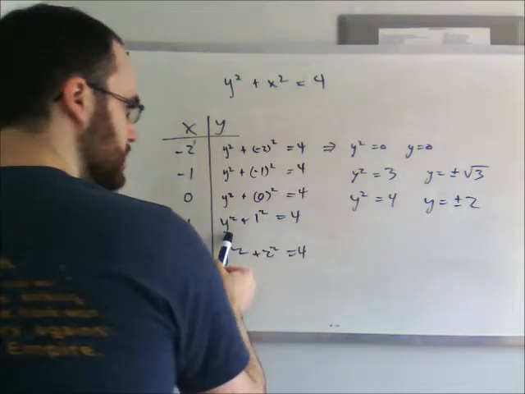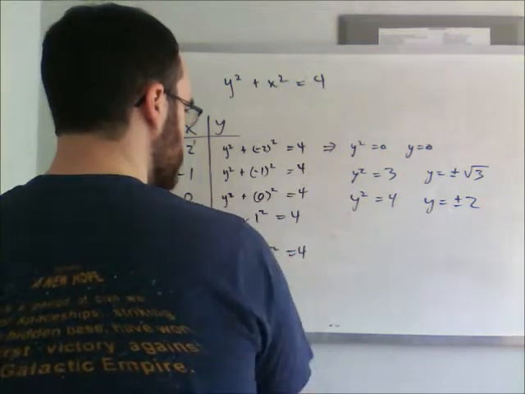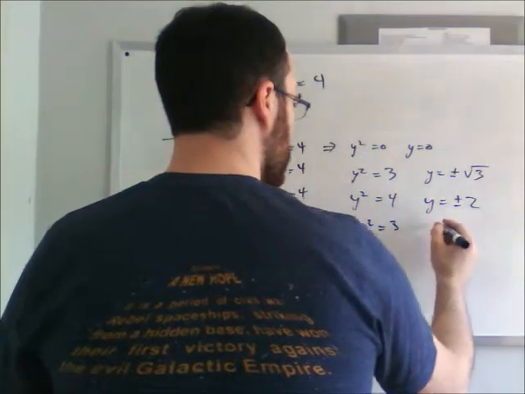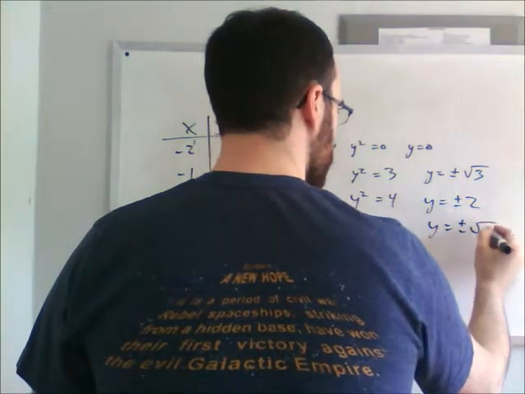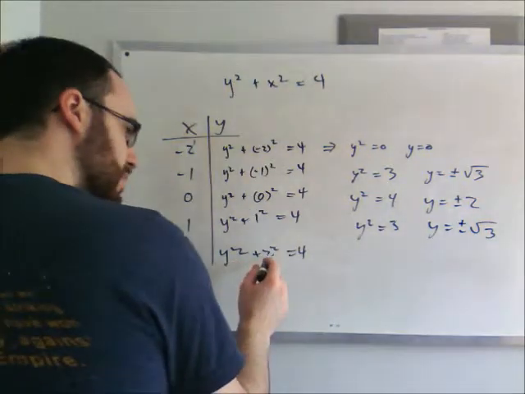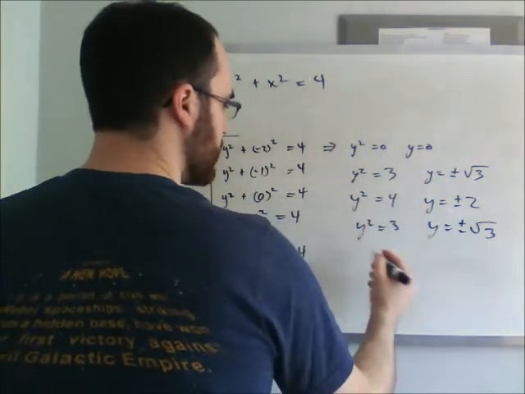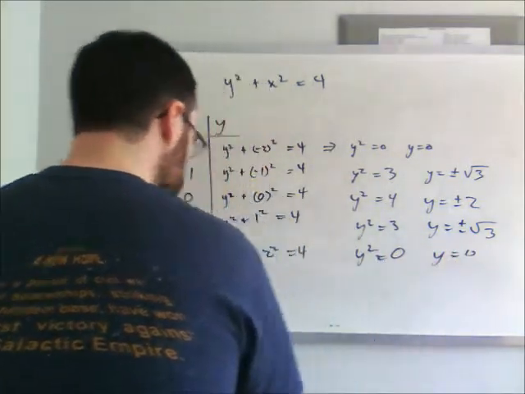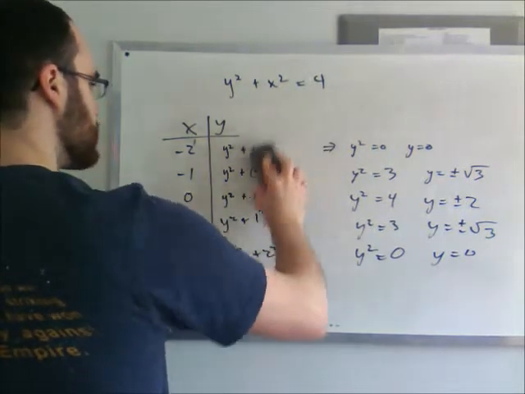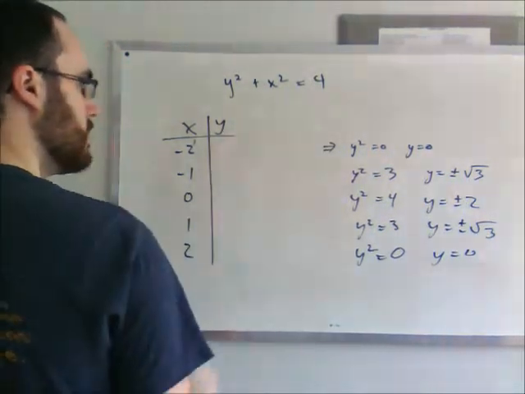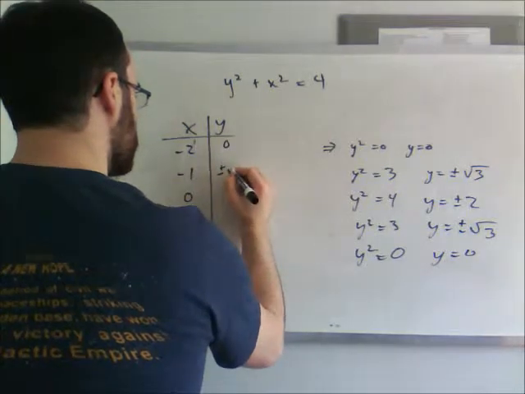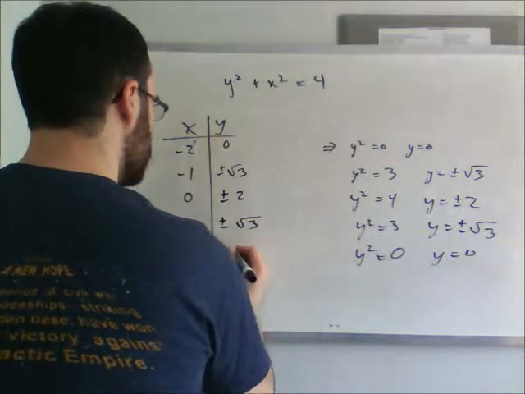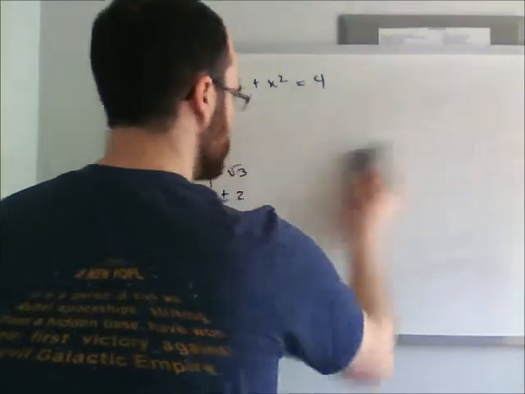Now we have the next one, so 1 squared is 1, bring it over, becomes -3, or positive 3, so y squared equals 3, y equals plus or minus √3, and y squared plus 2 squared is 4, so it comes back to 0. So again, we're repeating this pattern: y squared equals 0, y equals 0. Let me erase these equations so we can just have this little table of values while we're plotting. So we have 0, plus or minus √3, plus or minus 2, plus or minus √3, and 0. Let's plot this.